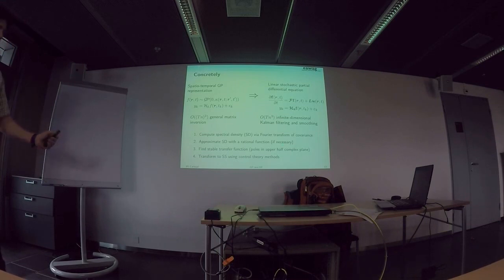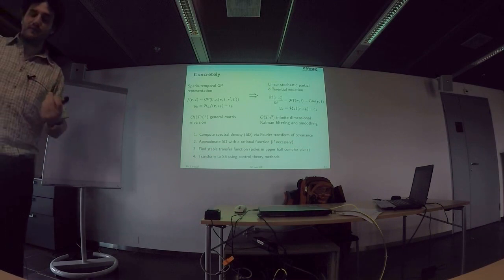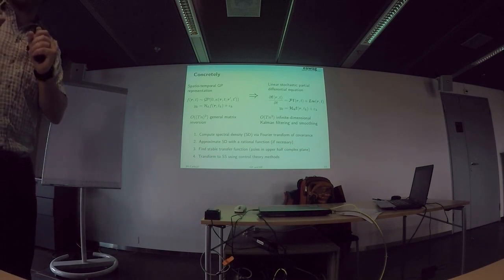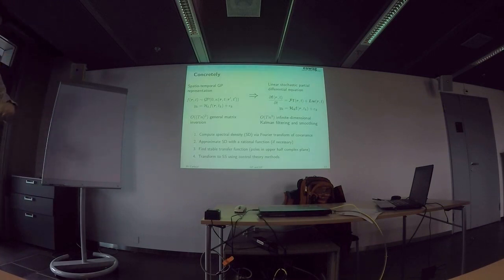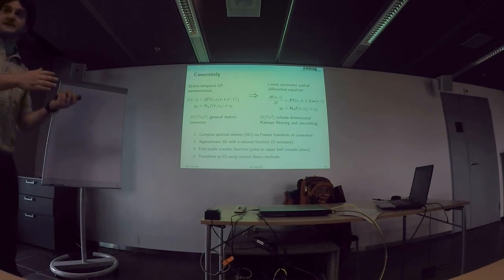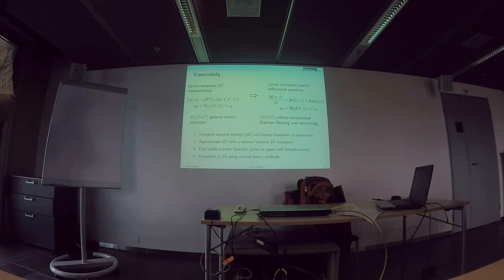Then you're going to remove the poles, so the zeros of the denominator, the points where the spectral density diverges. You're going to remove those, just smooth them out. This will give you what is called a stable transfer function, so a thing that doesn't add energy to your system. And then you're going to use control theory methods that convert exactly transfer functions into state space models.